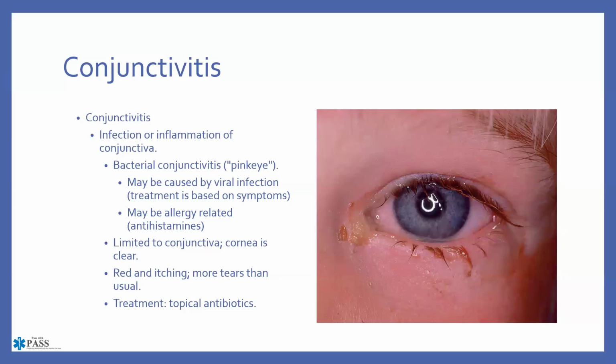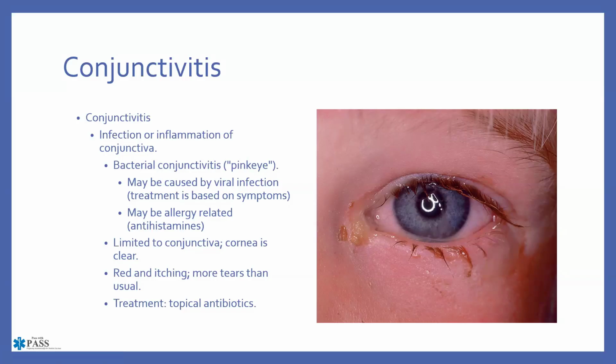Conjunctivitis, infection or an inflammation of the conjunctiva. There's different types of conjunctivitis. Bacterial conjunctivitis is one that you're probably most familiar with. We commonly refer to that as pink eye. This could be caused by a bacterial infection or a viral infection, and the treatment is going to be based on symptoms. So maybe allergy related in some situations, so you can try antihistamines. These can be kind of difficult to tell if it is an allergy type situation or if it's a bacterial type infection. Certainly, if we're talking about somebody that has bacterial conjunctivitis or pink eye, it is transmissible.